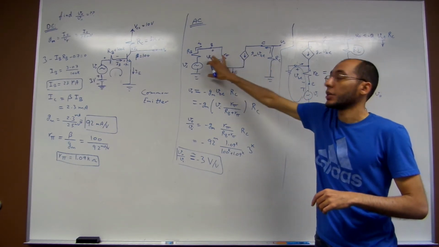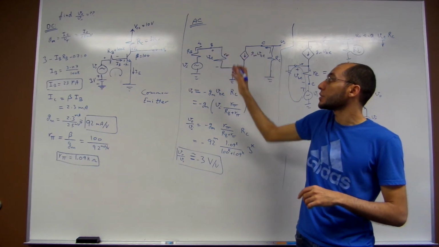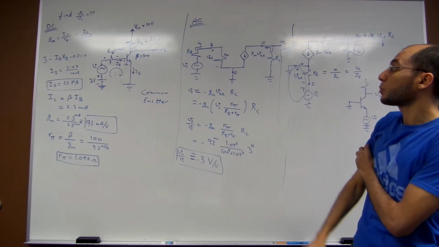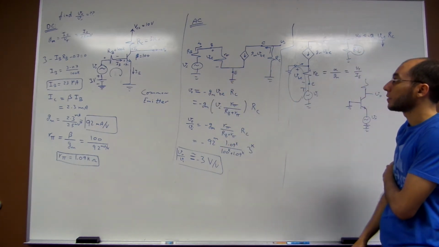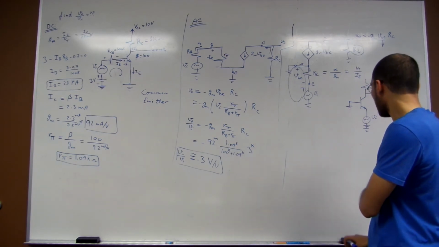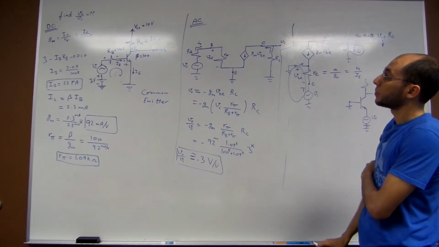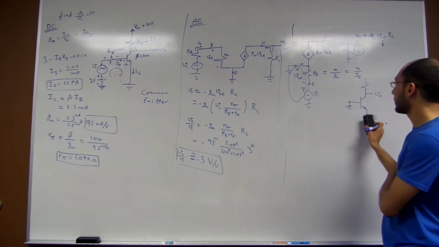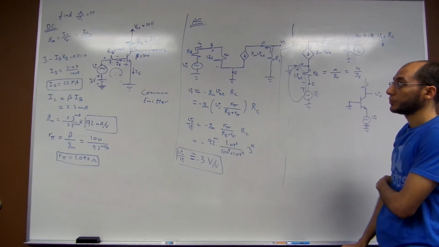By nature, it differentiates the output circuit, output loop from the input loop. Okay, it has this nice property, right? So let's move on to another example where we have this kind of connection, which is a common base connection. Okay.